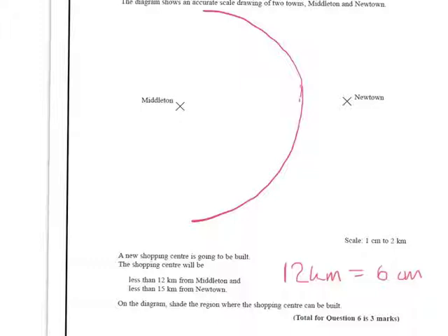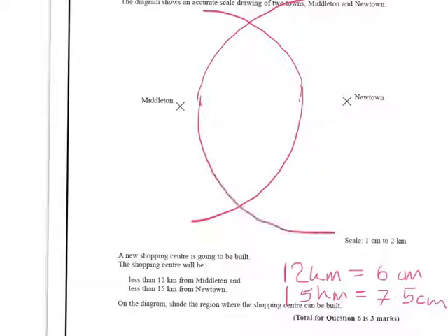Now from Newtown it mentions it's 15 kilometres, so we need to work out the scale that we're going to use. 15 kilometres, well, if it's 1 centimetre to 2 kilometres, that means we are going to do a line 7.5 centimetres long. So again, centre of the compass at Newtown, and it's going to be 7.5 centimetres. It's going to take up to about there, and then it's going to be a curve from there. Again, the line's not particularly accurate, but the point is there.